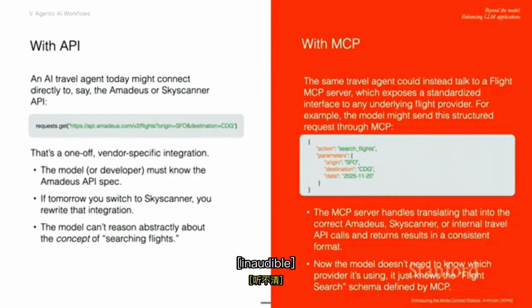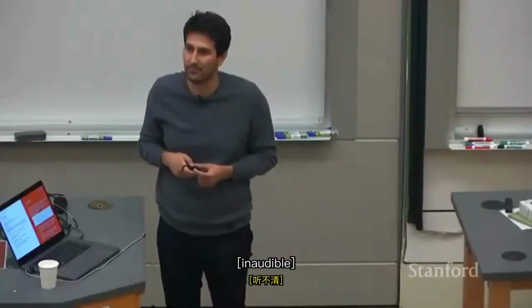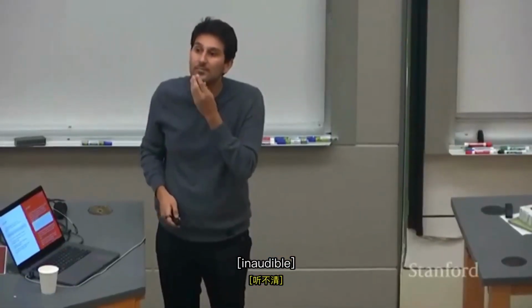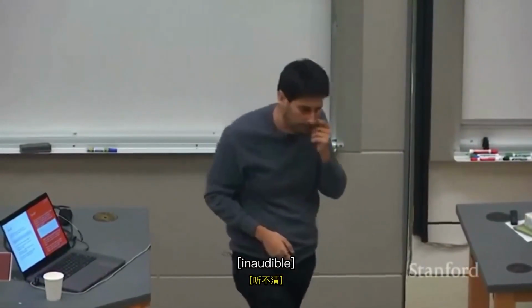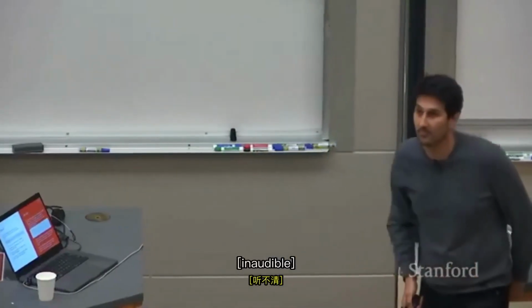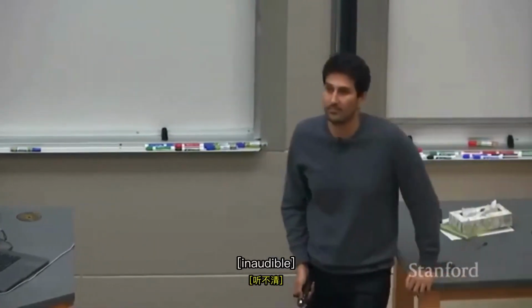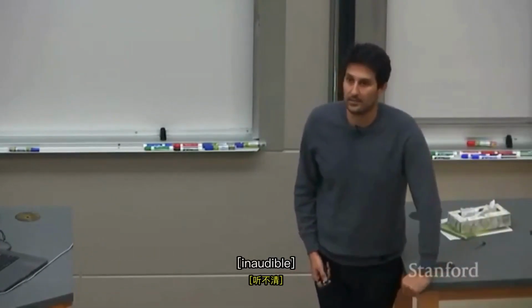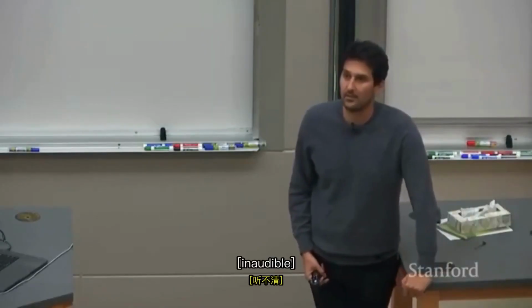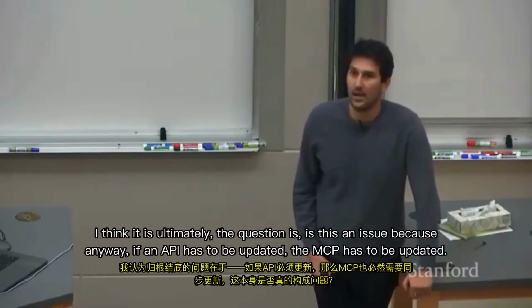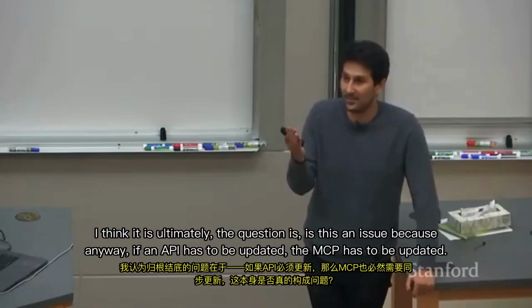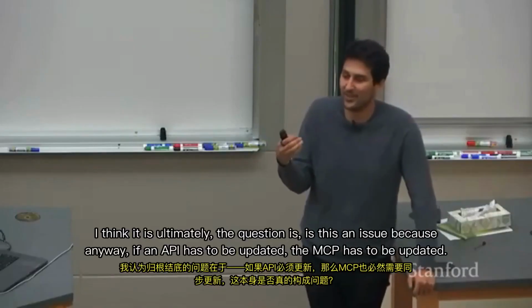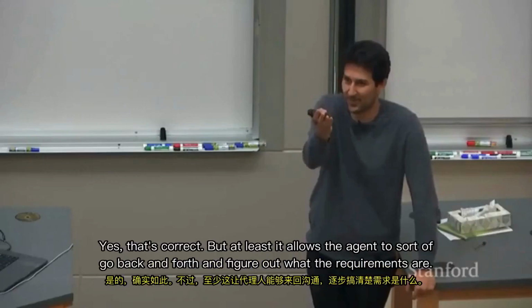I noticed a shift. If something fundamentally changes in the API, rather than rewriting your agent, you can rewrite the MCP. Is this not just shifting the issue? Because anyway, if an API has to be updated, the MCP has to be updated. That's what you say, right?